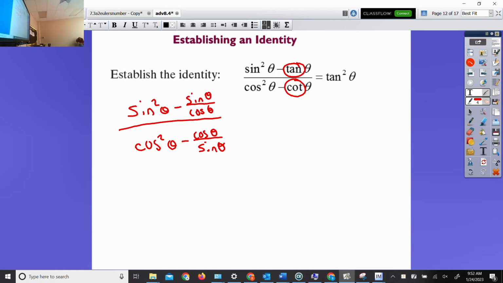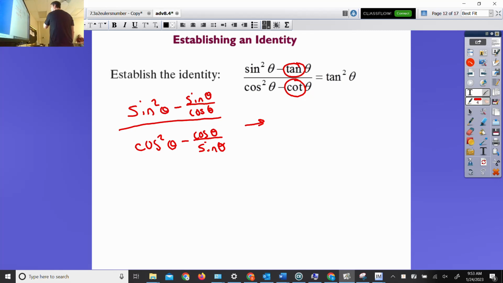Oh, that was fun. We can teach you how to add and subtract fractions. I see a pair of fractions in a numerator and a pair of fractions in a denominator. Put them together. What's sine squared minus sine over cosine?